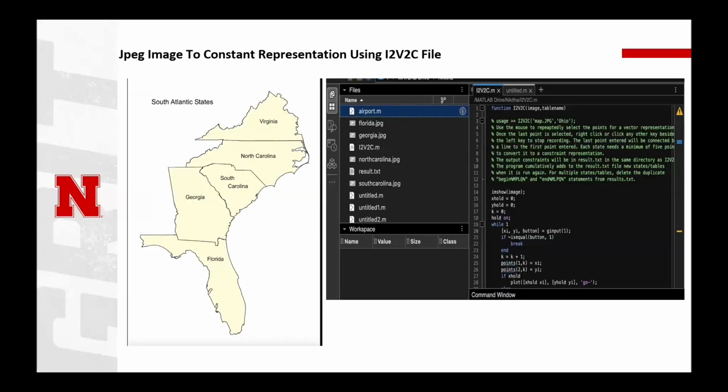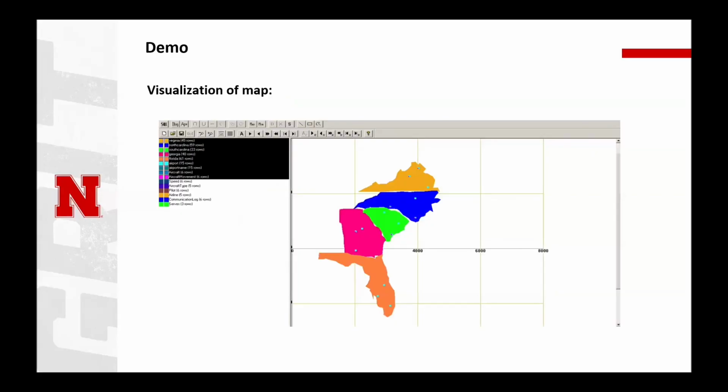We used MATLAB and I2V2C.m script to calculate constraint values. A JPEG image of Atlantic states in the US was used as the input. And here is the visualization of the map of the Atlantic states of the US. It is run in the MLPQ with the output file which is generated from the MATLAB.